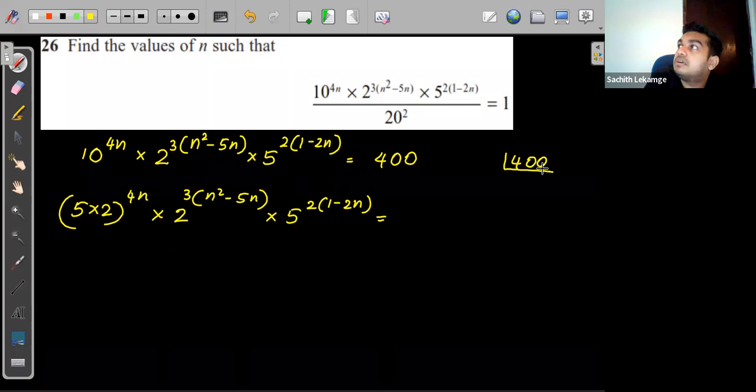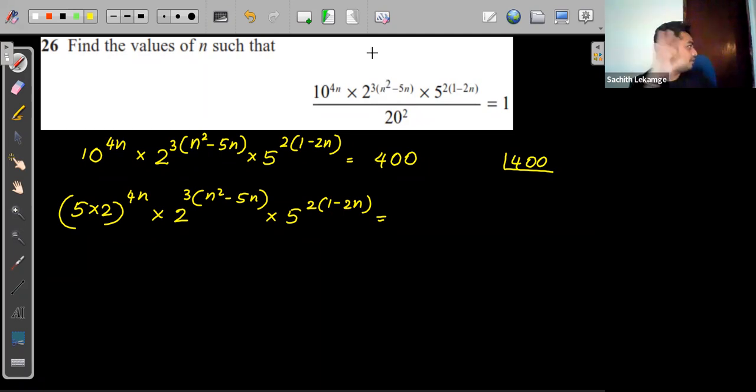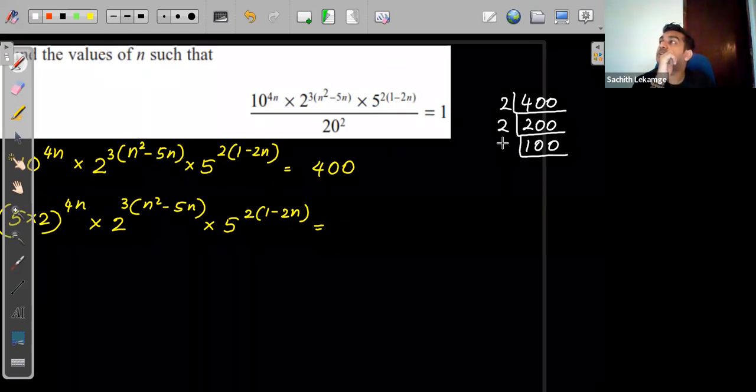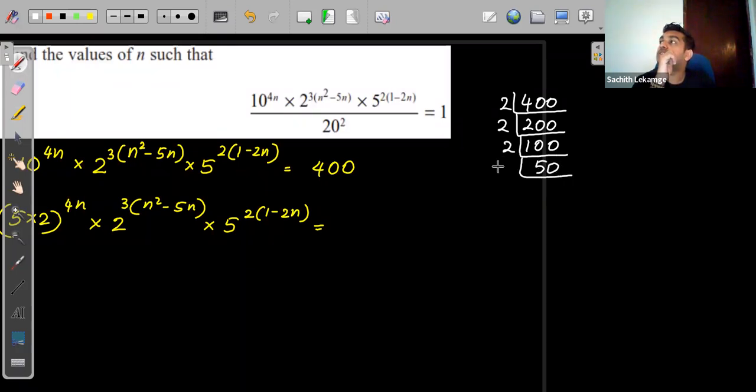400, I'm doing prime factorization. What you call the prime factor decomposition, right? You're finding prime factors. Yeah, I'm dividing it by 2. 400 divided by 2, 200 divided by 2, 100 divided by 2, 50 divided by 2, 25 divided by 5, 5 divided by 5, 1. So I can write this as 2 to the power 4 into 5 squared.